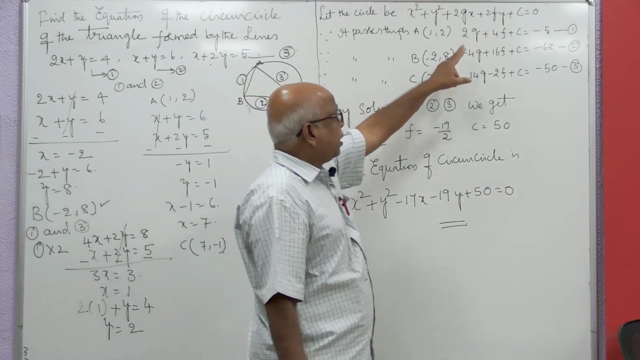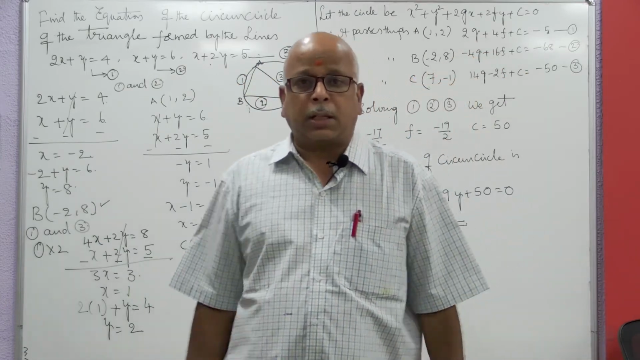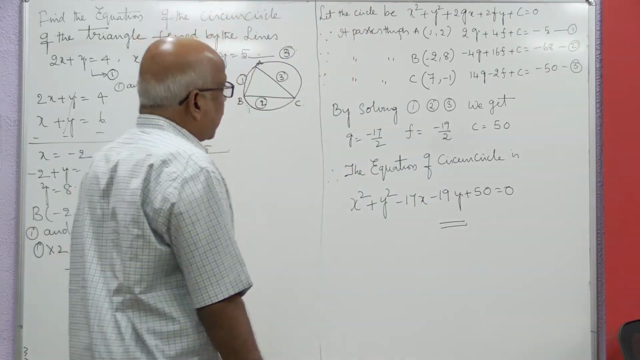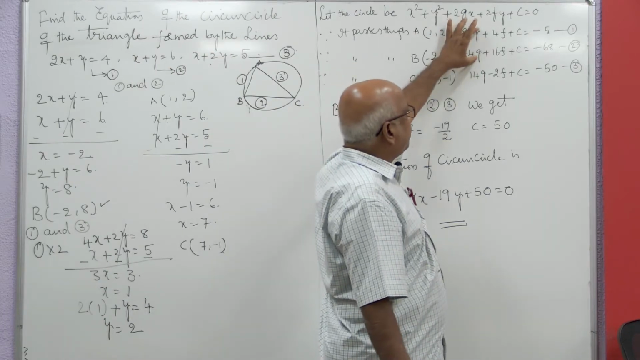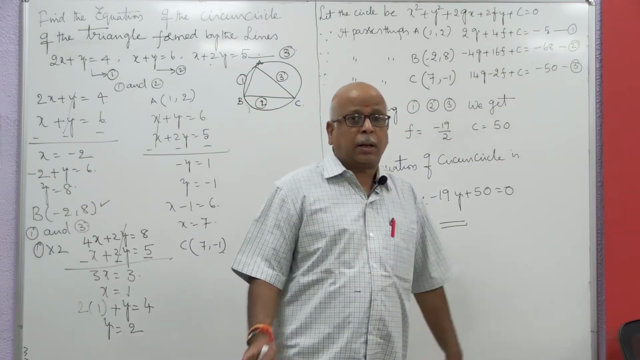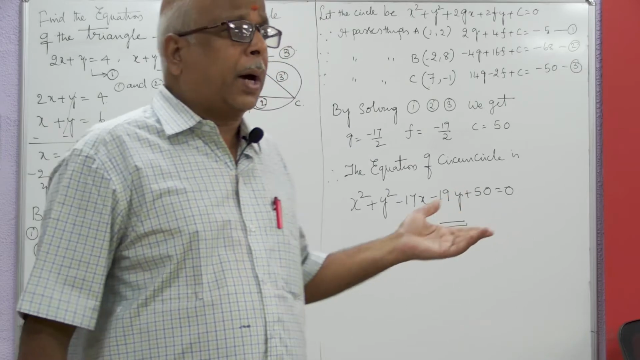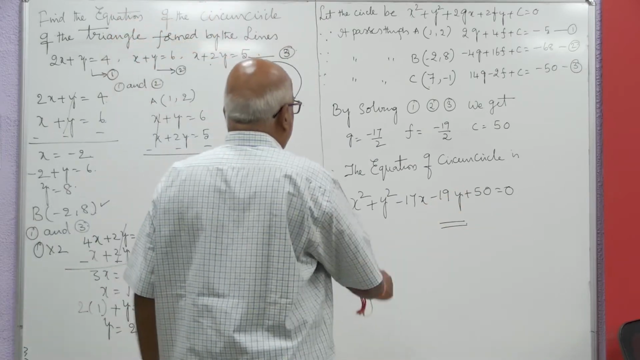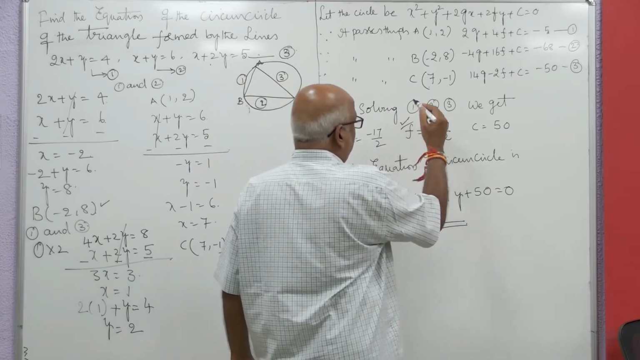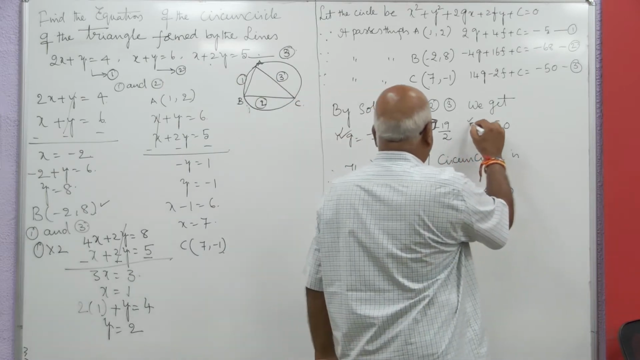By solving these 3 equations using the method of solving simultaneous equations which you have learned in your earlier classes, that means by taking 1 and 2 and 2 and 3, eliminating one constant, you will get 2 equations in terms of 2 variables. By solving those two, we will get g value as minus 17 by 2, f value as minus 19 by 2, c value as 50.